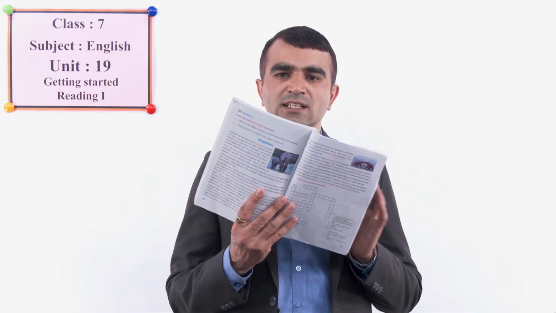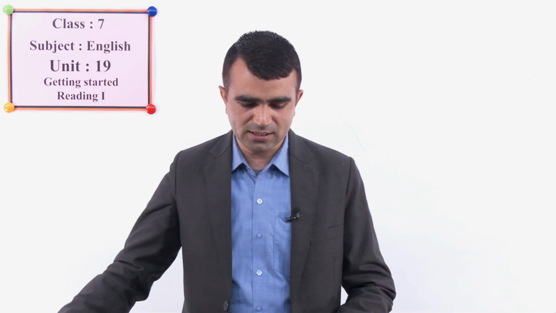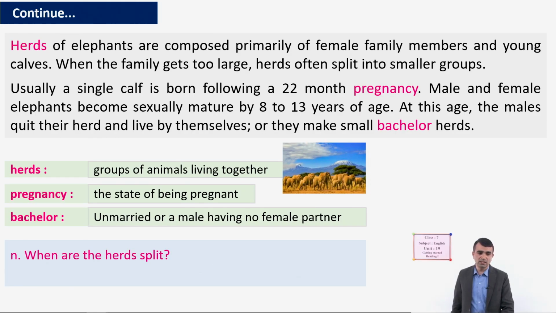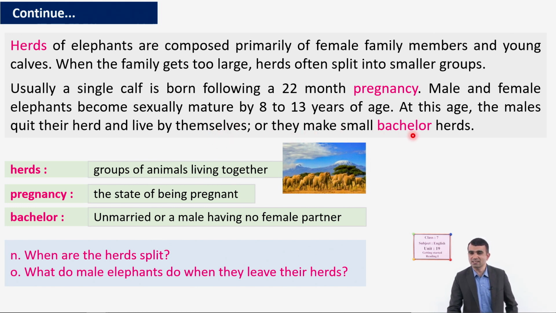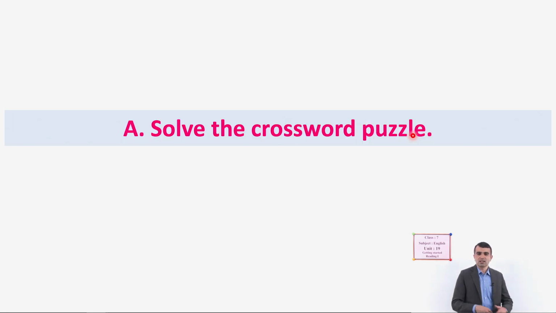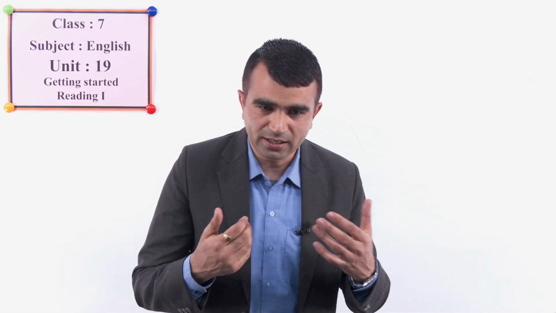Now what is the exercise after this? Before I come to the exercise, when does the herd split? The herd splits into smaller groups when the family gets too large. And then next, what do male elephants do when they leave their herd? They make a small bachelor herd, a group of bachelors. Okay, now come to the activity.